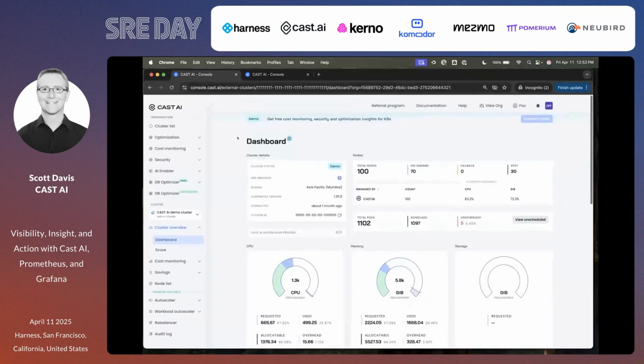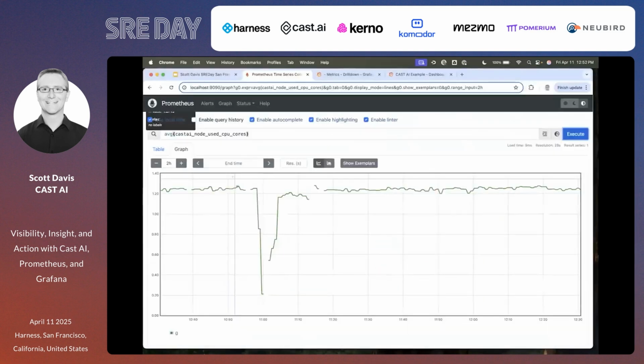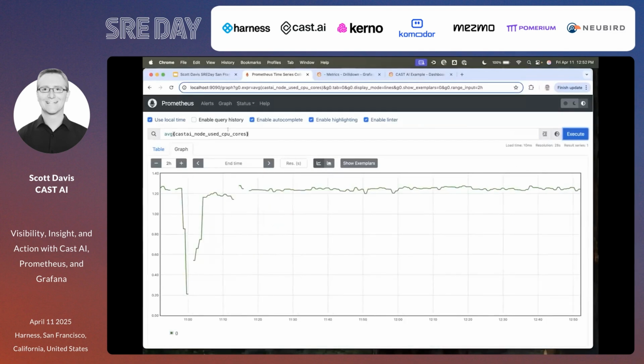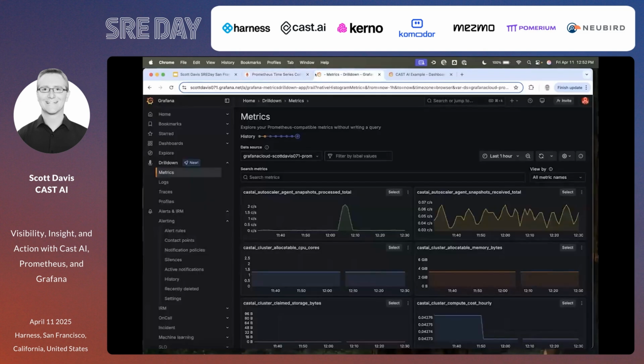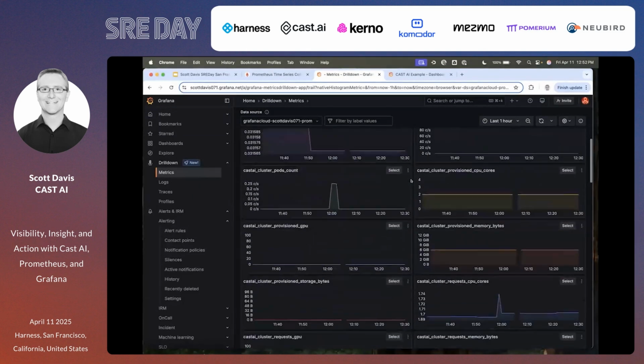So this is kind of my demo cluster. I've got an example that I'm showing you right now. If I switch back over, I'm in my Prometheus environment, and I'm just looking at one of the Cast AI node metrics, and you can see what's going on. Now I can move over into my Grafana dashboard. For those of you that have been working with Grafana, you've seen it before, they have a new capability for drill down into the metrics, logs, and traces, and so on. I went into the metrics area, and now I can see all of the Cast AI metrics that we are providing from that scrape.